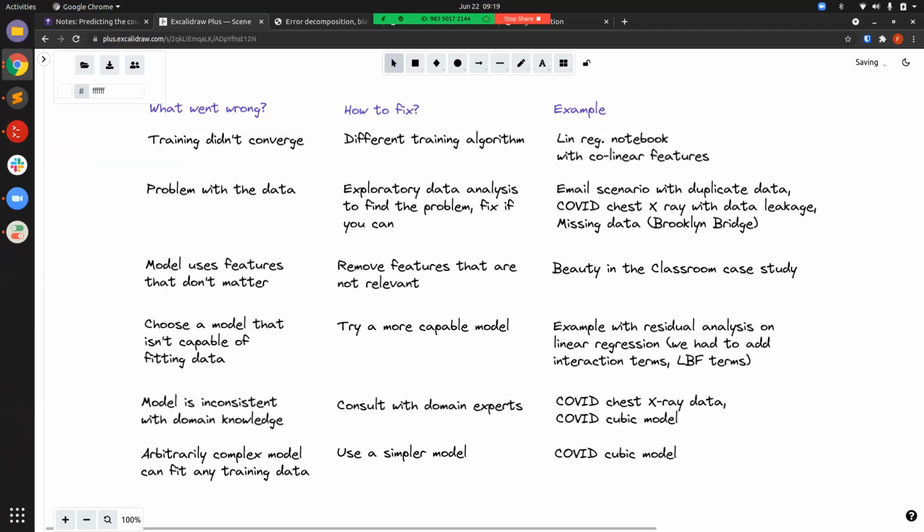So I have all these possible reasons why my machine learning model did not behave very well. And they all have different fixes. How do I know which is the reason in my case and how I should fix it in this particular case? Can I try all of the fixes and just see what does well? So what if I try using a different training algorithm, doing some exploratory data analysis to fix the problem, trying all different subsets of features, removing those that are not relevant, try a more capable model, try a less capable model, talk to domain experts. Is that a good approach for when my model doesn't have the performance I want?